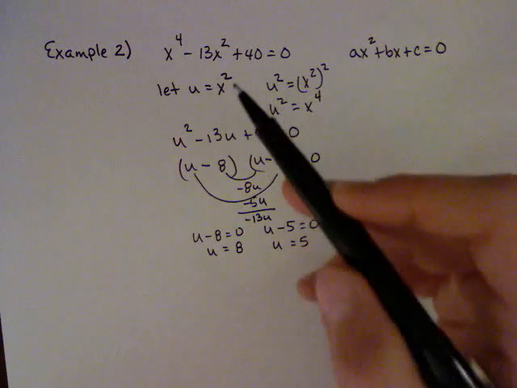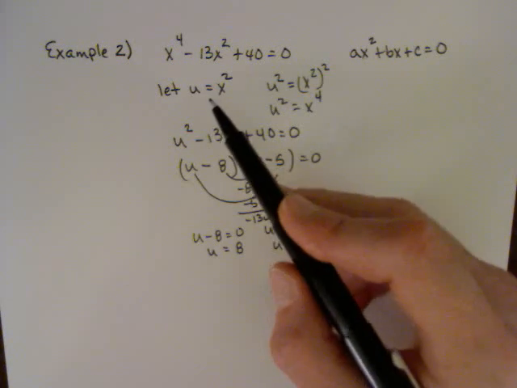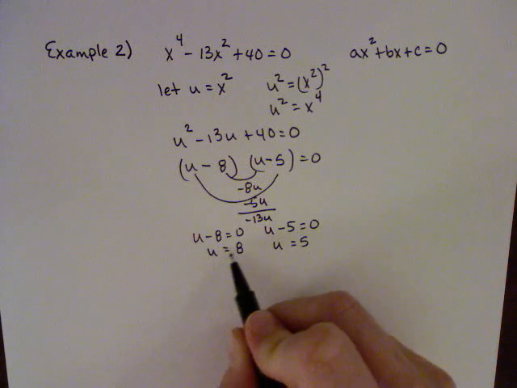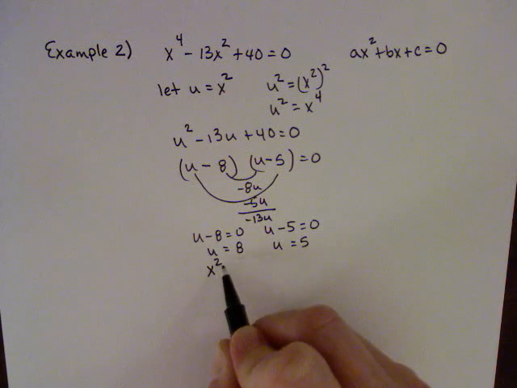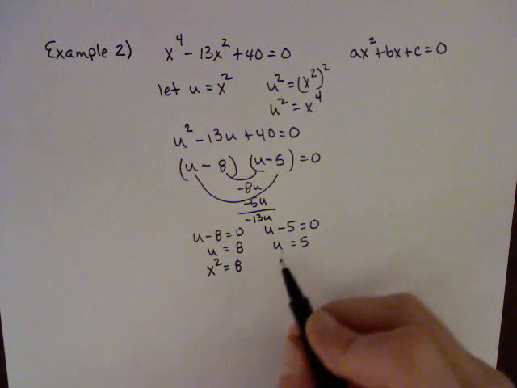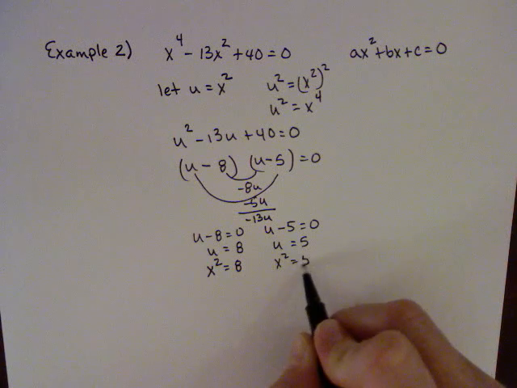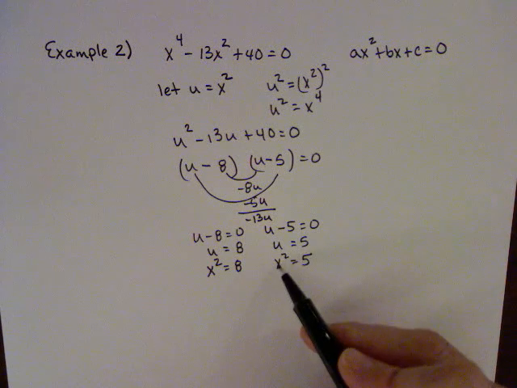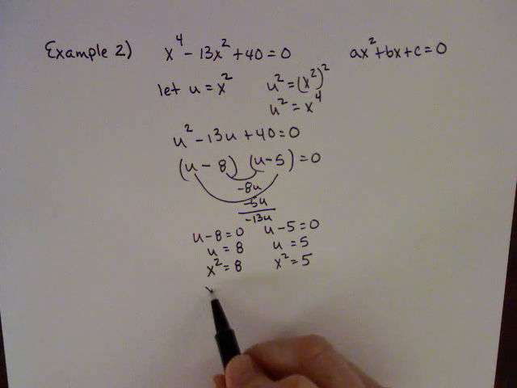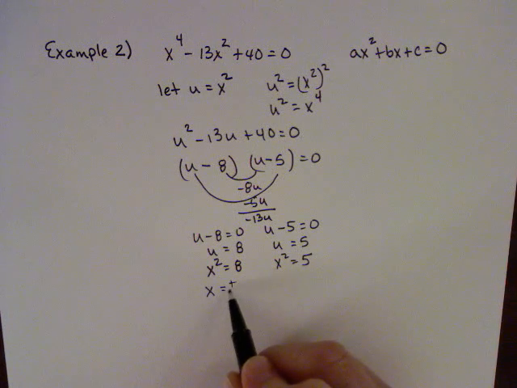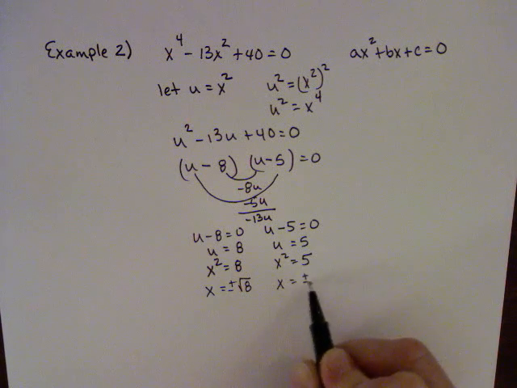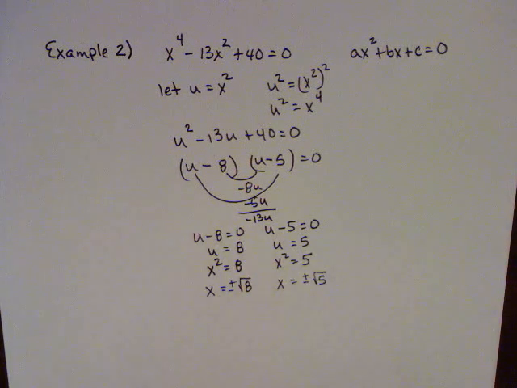Let's substitute back from the beginning. U is equal to x squared, so instead of writing u equals 8, we can now write x squared is equal to 8. We can write x squared is equal to 5 by substituting x squared in for the u. We can solve by taking the positive and negative root of 8 and taking the positive and negative root of 5.